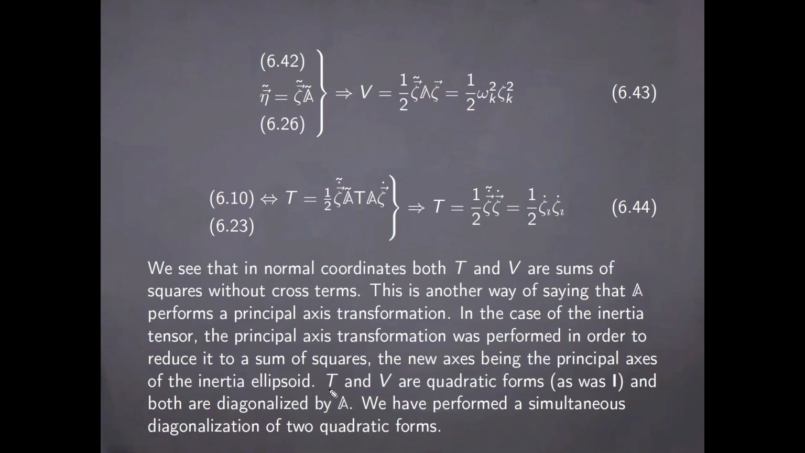Now, in our case, both the kinetic and potential energies are quadratic forms, just as the inertia tensor was, and they are both diagonalized by the matrix of the eigenvectors. So in effect, what we have done throughout the formal discussion of this problem is to perform a simultaneous diagonalization of two quadratic forms.